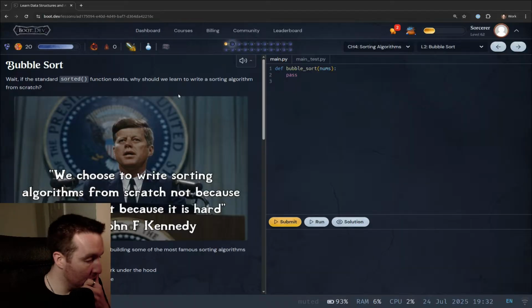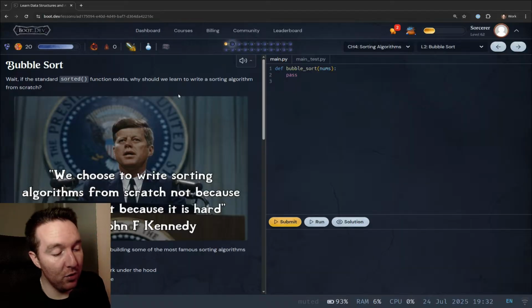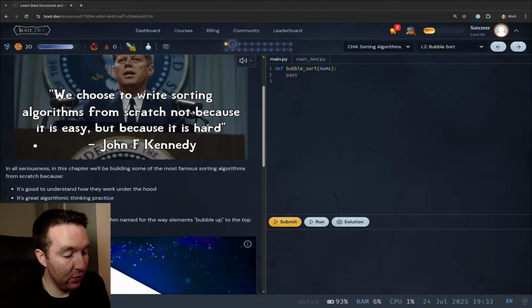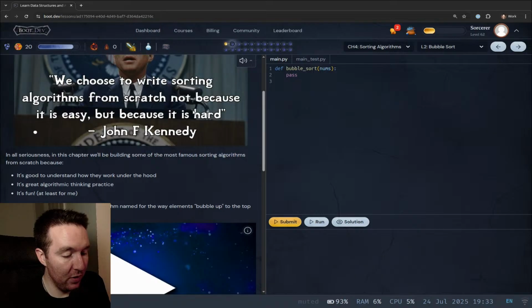So bubble sort. Wait, if the standard sorted function exists, why would we learn to write a sorting algorithm from scratch? We choose to write sorting algorithms from scratch, not because it is easy, but because it is hard. John F. Kennedy.